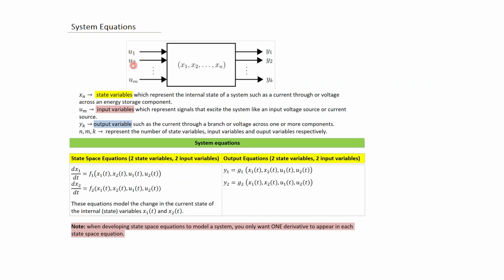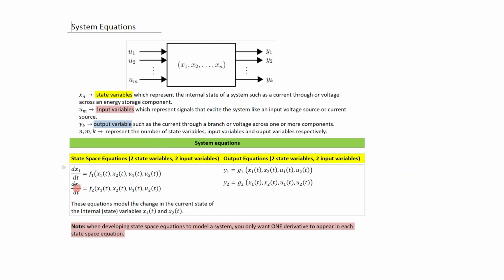So you'll be putting inputs in. These inputs basically will interact with the system, which is described in terms of differential equations, and there might be a number of outputs. Here I've made it quite generic. I said there could be as many as m inputs, as many as k outputs, and as many as n state variables. So let's take a specific example of two state space equations, which involve two state variables and two input variables, and output equations involving two state variables and two input variables.